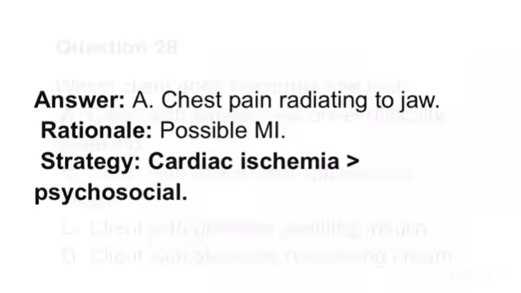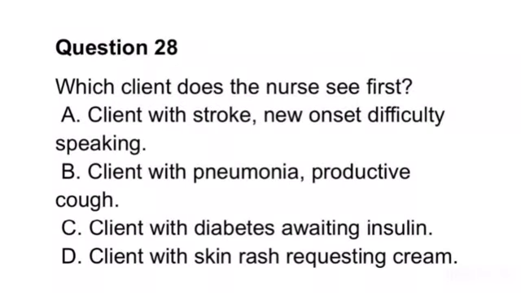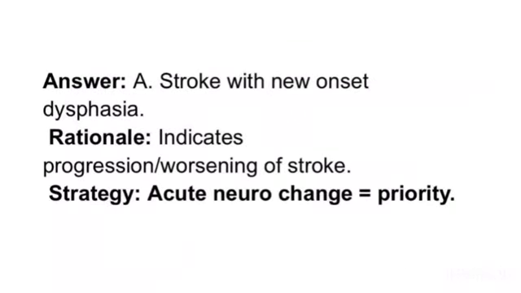Question 28. Which client does the nurse see first? A. Client with stroke, new onset difficulty speaking. B. Client with pneumonia, productive cough. C. Client with diabetes awaiting insulin. D. Client with skin rash requesting cream. Answer: A. Stroke with new onset dysphagia. Rationale: indicates progression/worsening of stroke. Strategy: acute neuro change equals priority.